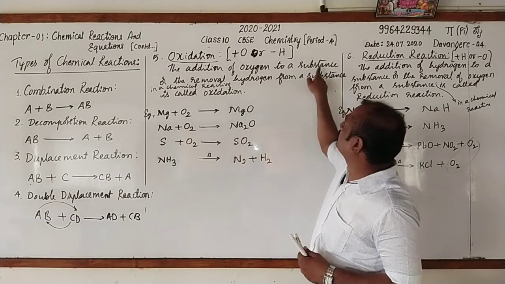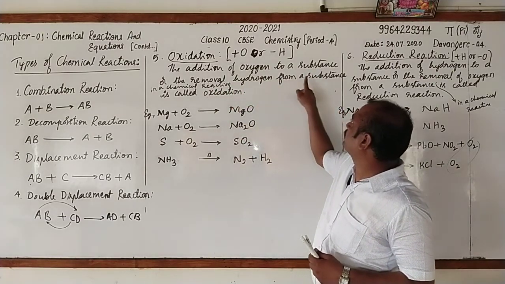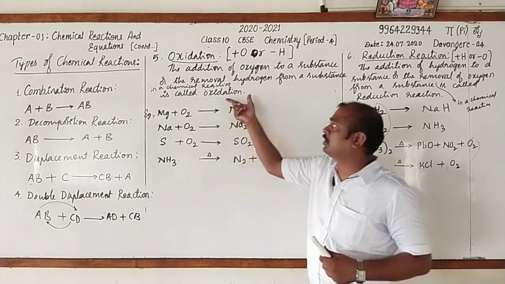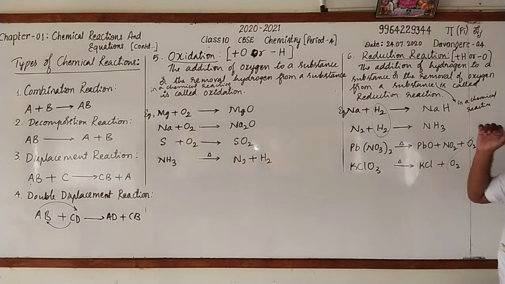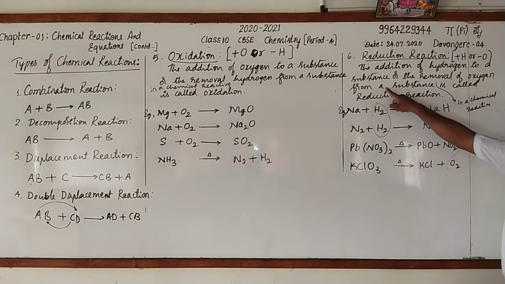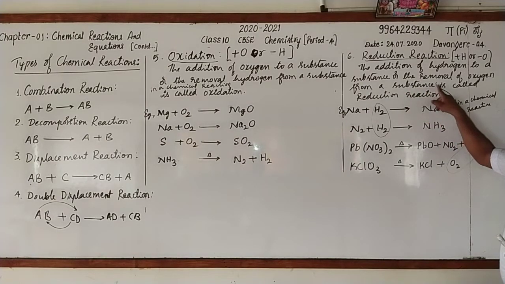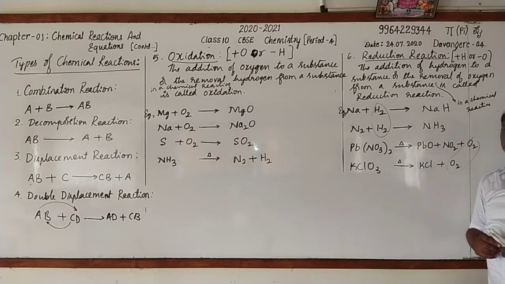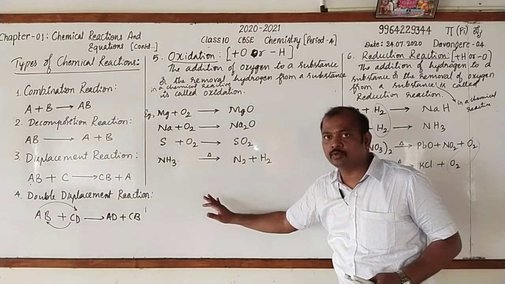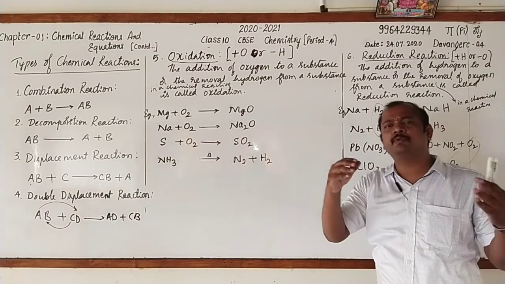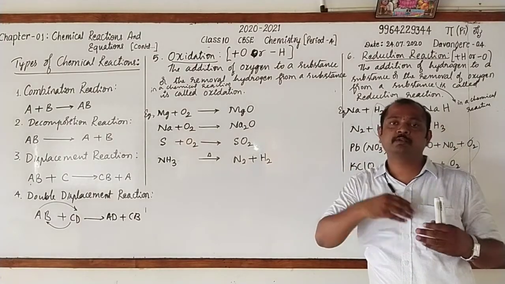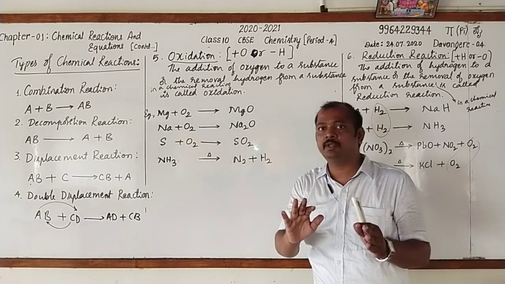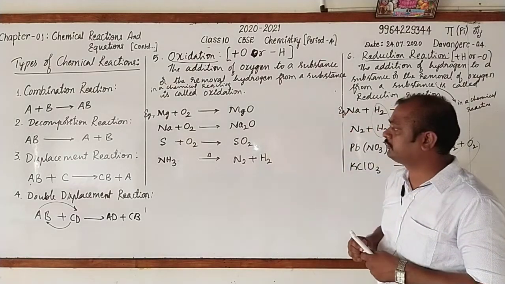Addition of oxygen to a substance or the removal of hydrogen from a substance in a chemical reaction is called oxidation reaction. Here also, after writing from a substance, you have to write in a chemical reaction is called reduction reaction. Now I'll move on to another last type. Subtypes of chemical reactions are many. Later we will move on to these one after the other. Now I have been giving the main types of chemical reactions.